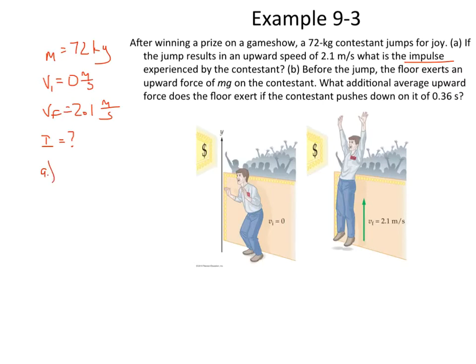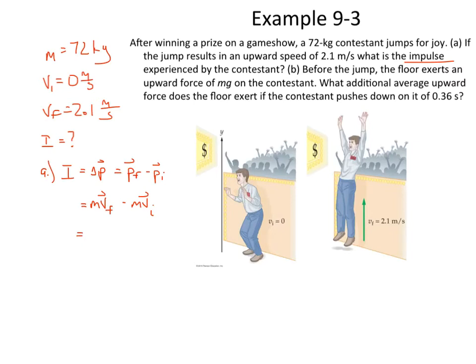So for part A, we want to find out our impulse I. Well, remember that impulse can be thought of in two different ways. It's force times time. Of course, we have neither right now. But what we do have is mass and velocity. And impulse is also described as a change in momentum. That is momentum final minus momentum initial. So momentum final, what's that going to be? It's going to be mass times velocity final, right? And then momentum initial is mass times velocity initial.